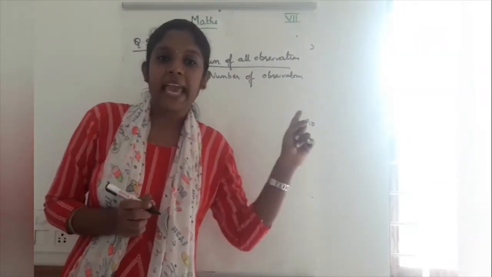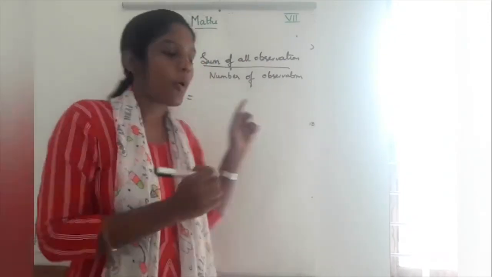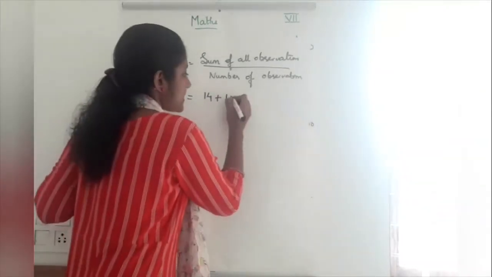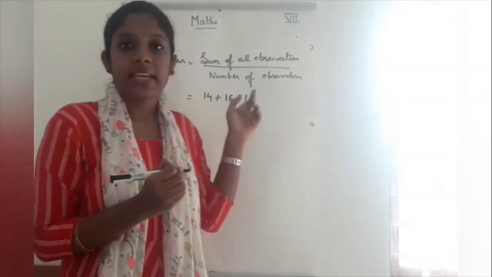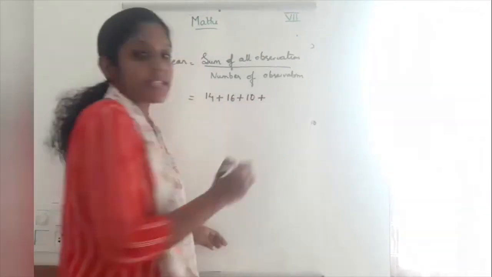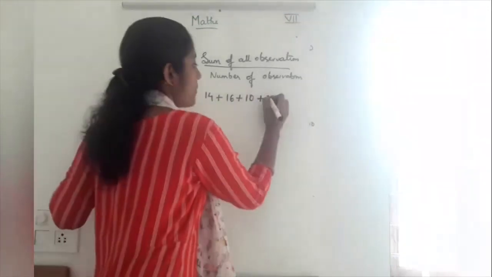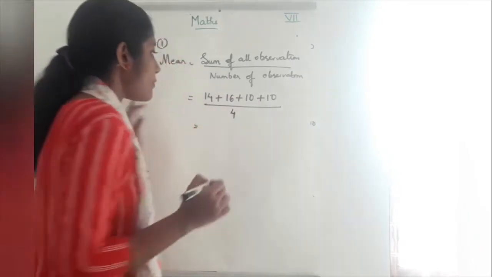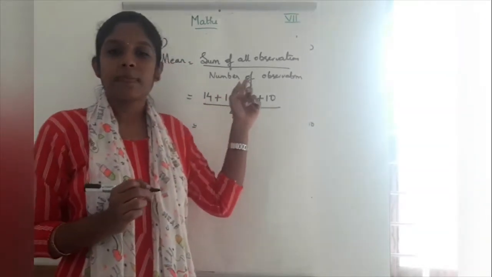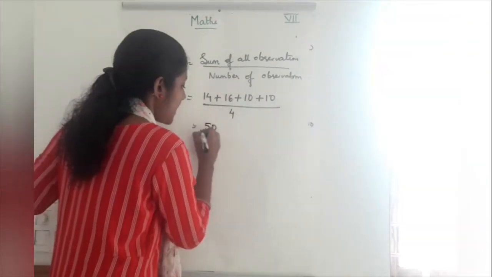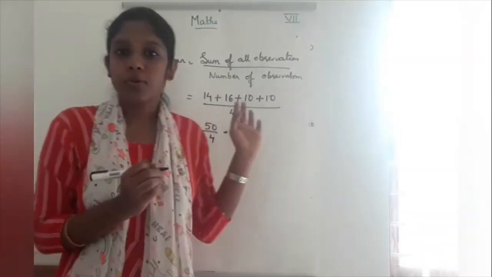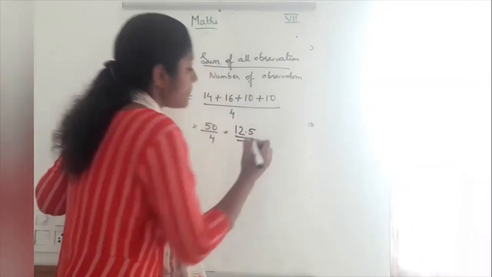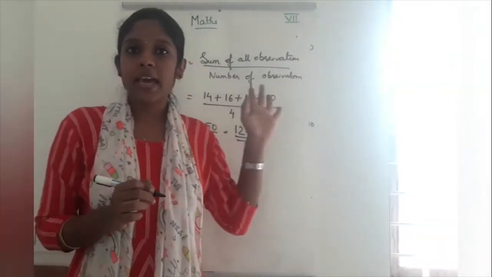So player A, in game 1 he has scored 14 points. So 14 plus game 2 he has scored 16, plus game 3 he has scored 10 points, and game 4 he has scored again 10 points, and number of observation, that is number of games 1, 2, 3, 4, divided by 4. So you have to add 14 plus 16 plus 10 plus 10, you will get 50. 50 divided by 4 is 12.5, which is the mean of player A. Okay, hope this is clear for you.